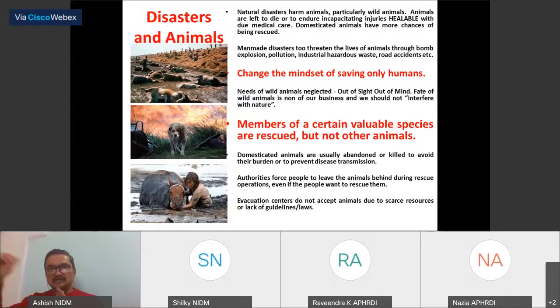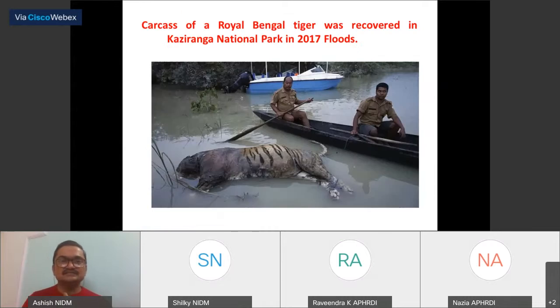You talk about the Australian bushfire. Billions of animals perished during this disaster. But when we went there, we started protecting only specific species of these animals. So that is not right. Domesticated animals are usually abandoned or killed to avoid their burden or to prevent disease transmission in times of crisis. If the owners of the pets want to protect the animals, the authorities say they don't have space or resources, and they rebuke these people if they want to save animals. So this kind of mindset we have to change in times of disasters.